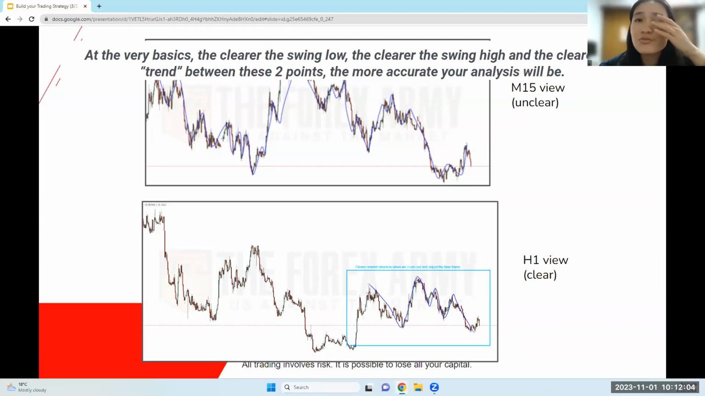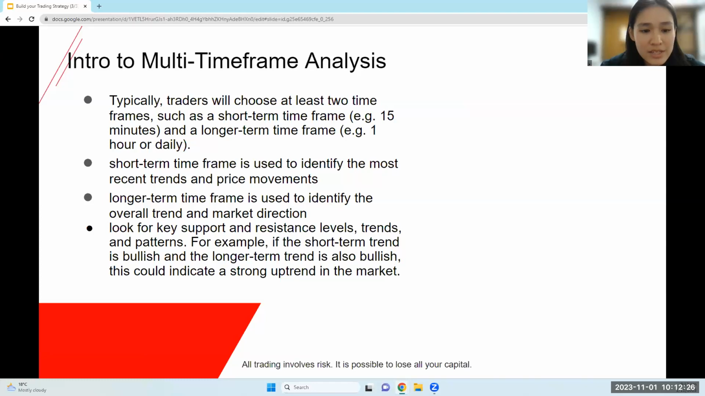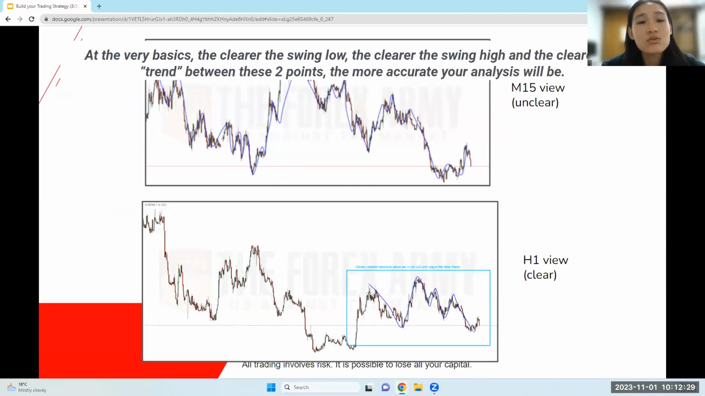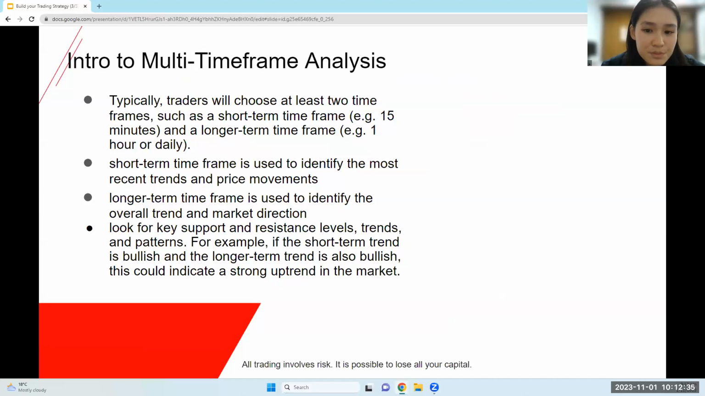For which time frames to use for swing trading, these tend to be on the higher time frames, so 1 hour to about your daily time frames. So H1, H4, and the daily time frames as well. Those tend to be used for swing trading. But as I mentioned, it's more important to look for clear market structures when you are determining which chart you want to use.